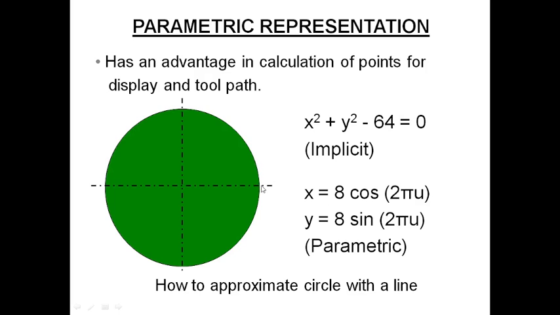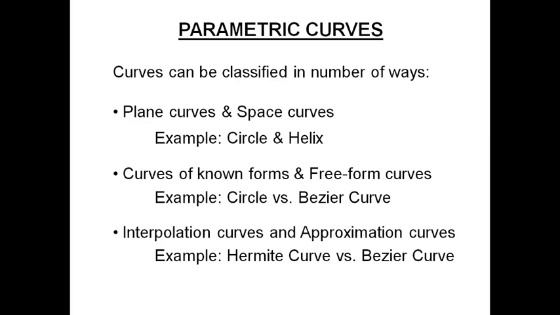For example, I want a tool to move from this point to this point, so I can find out this point with the help of the parametric equation and this point, and direct my tool to go from this point to this point. So this way it is very advantageous to calculate points for display and toolpath.